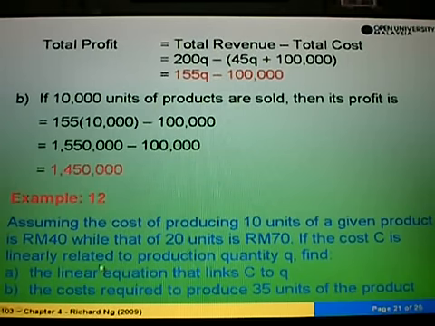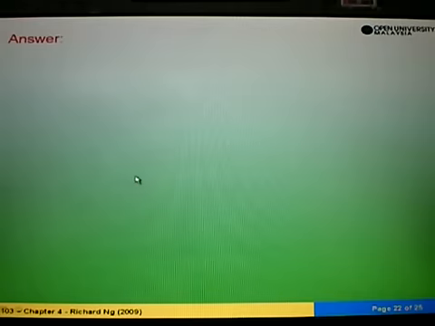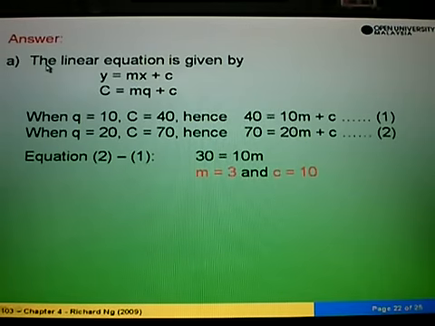Remember, the first question asks us to find the linear equation. So linear equation is normally in the form of y equals mx plus c. Okay, let's look at the first part. As I said, the linear equation is given by y equals mx plus c. If we convert this into a cost function, then y is represented by C, and x is Q. So we have C equals mQ plus a small c, which is a constant.